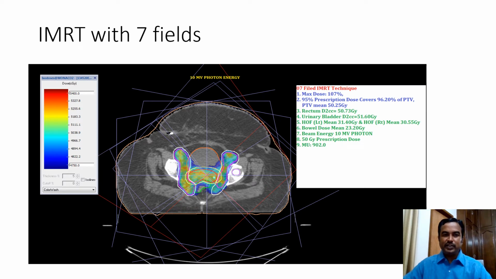So this slide shows the 7-field IMRT plan generated for the cervix patient. If you see the coverage, almost 96% of prescription dose is covered by 95% of volume, and the hotspot is around 107%, and if you look into the MU, it is around 9 or 2. The D2cc of rectum and bladder receives almost equivalent dose that goes to the PTV.